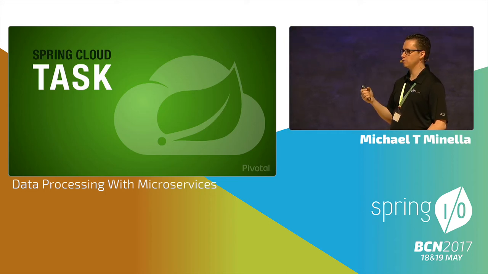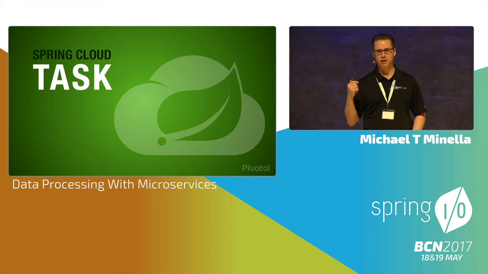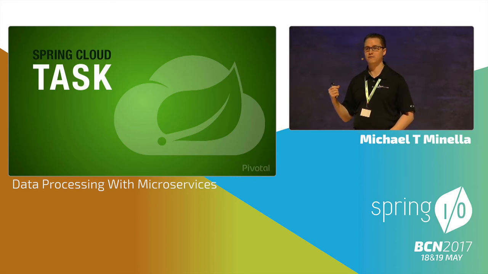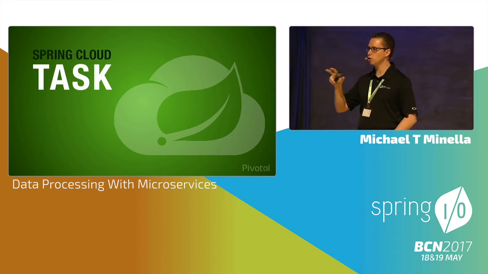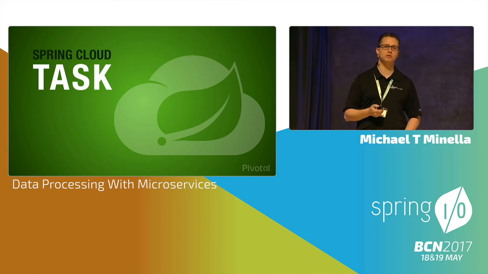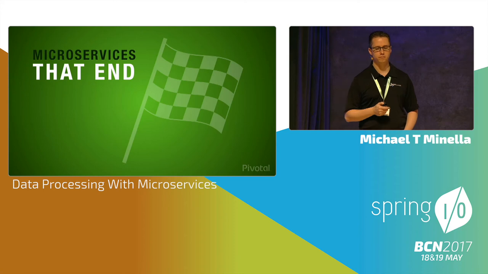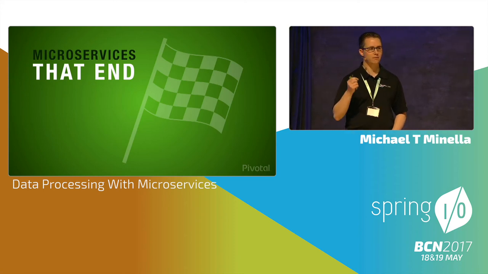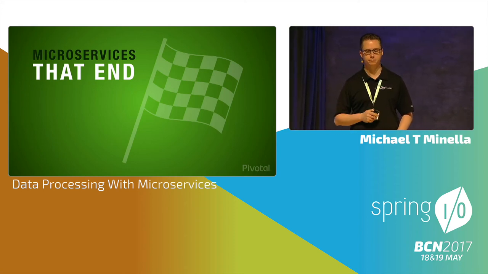If they go down, and I'm going to show my age here, typically you might get a page in the middle of the night and you need to fix something, right? But not all workloads fall nicely into that never-ending style, right? Batch processing is still a very valid use case within the enterprise. And that's what Spring Cloud Task specifically targets. It targets microservices that have an expected or defined endpoint.